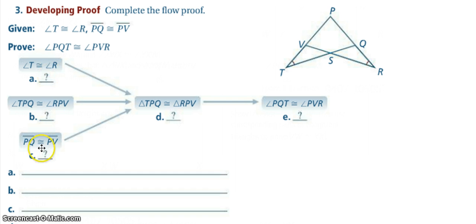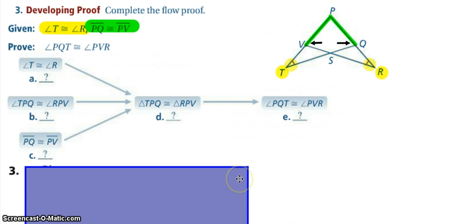Go ahead and try to complete this proof, filling in all the reasons for A through E: how we know these angles are congruent, how we know the side is congruent, then how we know that my triangles are congruent, and then how we know these angles are congruent, exactly what we're trying to prove.